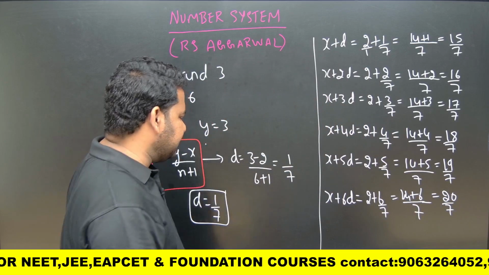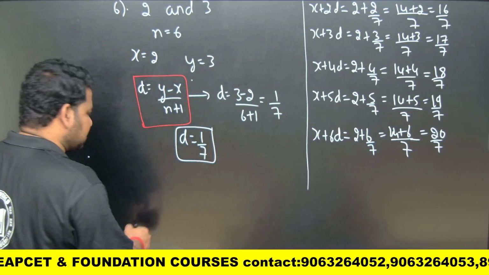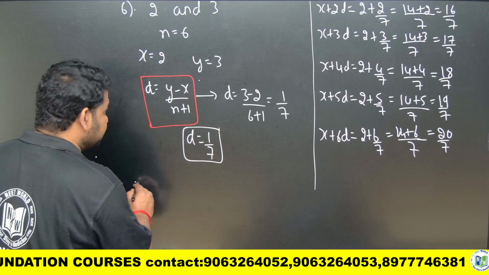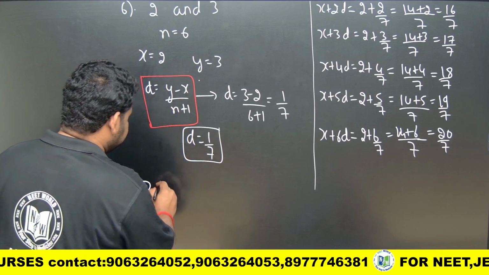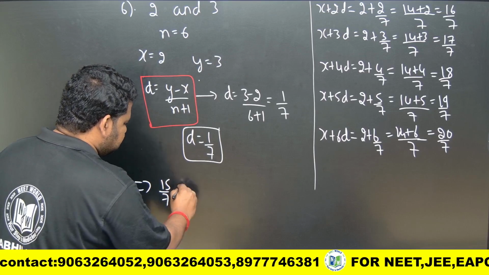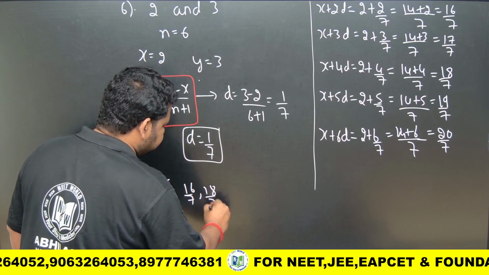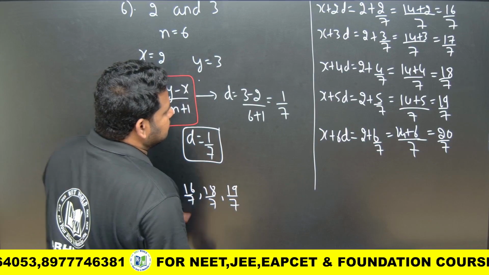So, you have to write at the end: the 6 rational numbers between 2 and 3 are, what are they? They are 15 by 7, 16 by 7, and 18 by 7, 19 by 7, 6 rational numbers, right?